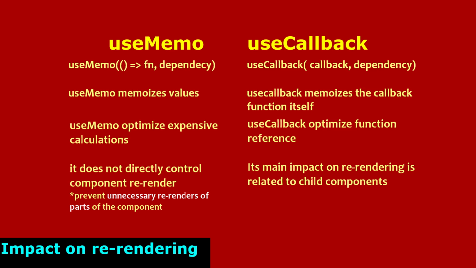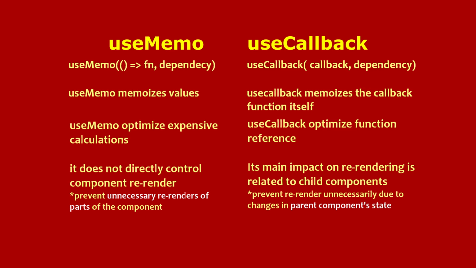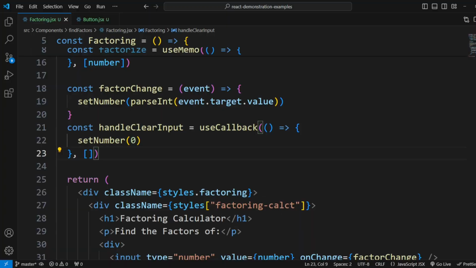useCallback's main impact on re-rendering is related to child components. useCallback simply ensures that the child component doesn't re-render unnecessarily due to changes in the parent component state. So simply use useMemo when you want to avoid recalculating a value and useCallback when you are dealing with a callback function or a function that needs to maintain a consistent reference across re-renders. I hope in today's video you understood these points, the difference between both hooks and when to use them.